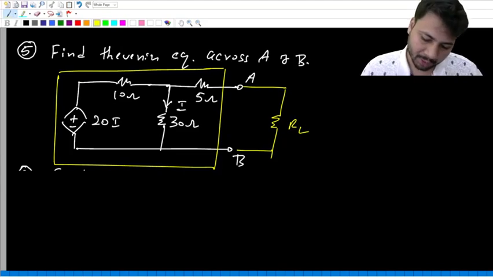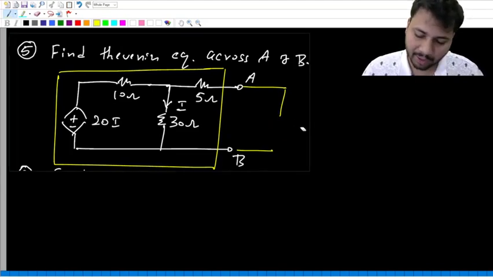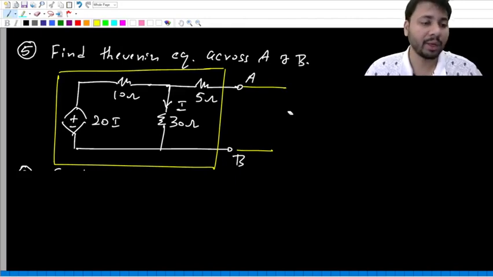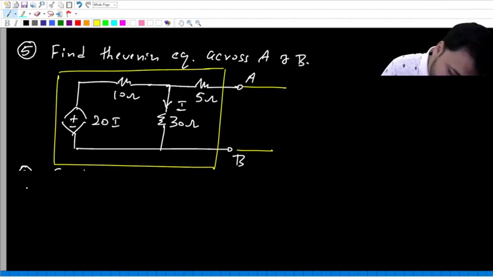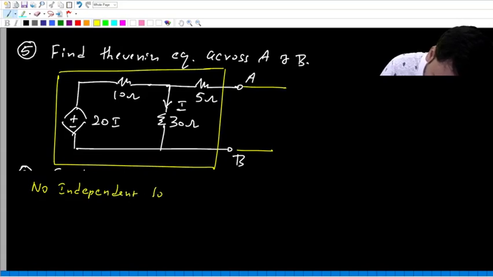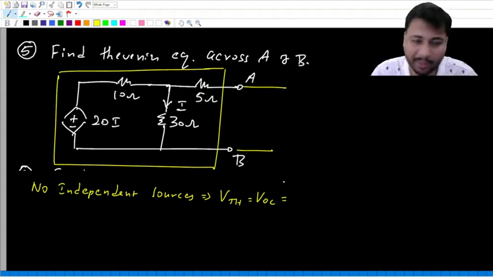See, finding Thevenin equivalent means finding the values of VTH and RTH. Again, if you notice, inside the yellow color box there are no independent sources. So directly we can say that the Thevenin voltage, which is the same as the open circuit voltage, is 0. Yes. So the only thing we need to find is RTH.